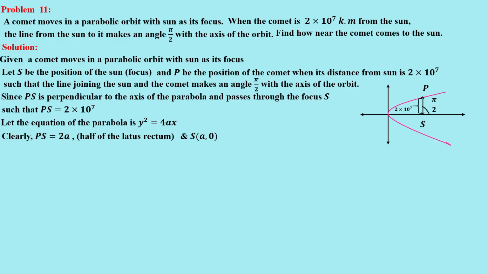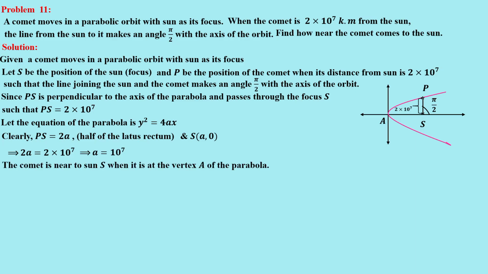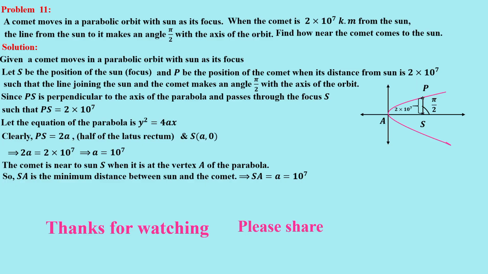And S is (a, 0). So 2a is equal to 2 into 10 to the power 7. Therefore a is equal to 10 to the power 7, right. A is the vertex, right. The comet is nearest to the sun when it is at the vertex A of the parabola, right. So SA is the minimum distance between the sun and the comet. So SA is equal to a, that is equal to 10 to the power 7. Thanks.